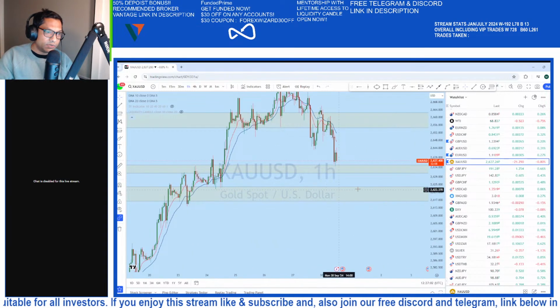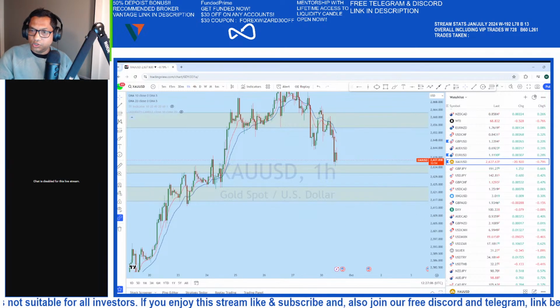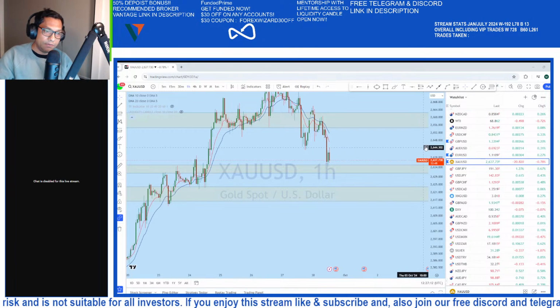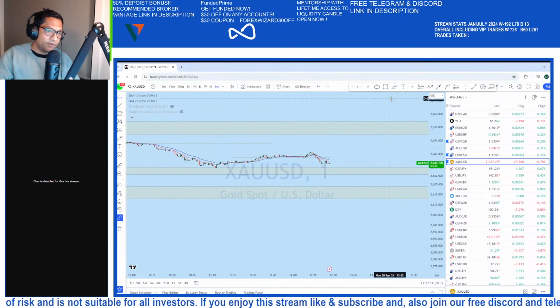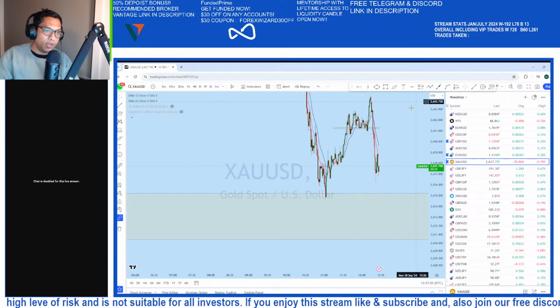This is an important level of support. I'm expecting XAU USD to drop and then bounce back up, to see the overall picture in the market and where we can find an entry. I would still be bearish, as you can see the market is still to the downside here, and we'll see where it is heading.